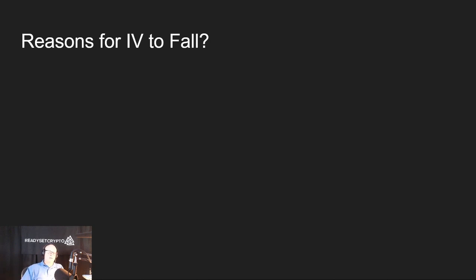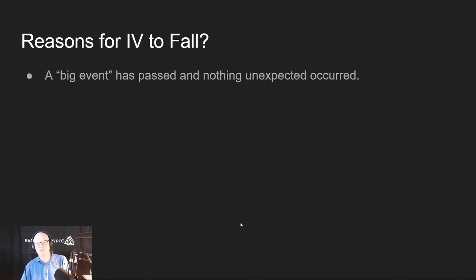Now, what are some reasons for implied volatility to fall? A lot of this is around the term certainty. If you ever hear me use the term certainty, this is really what markets want. They crave certainty. So a big event has passed and nothing unexpected occurred. The participants stepped up to the first tee in the golf course, and instead of putting it into the woods, they put it right down the middle of the fairway. Just what everybody was hoping for. Everybody breathes a big sigh of relief and says, oh, okay, certainty has come back.